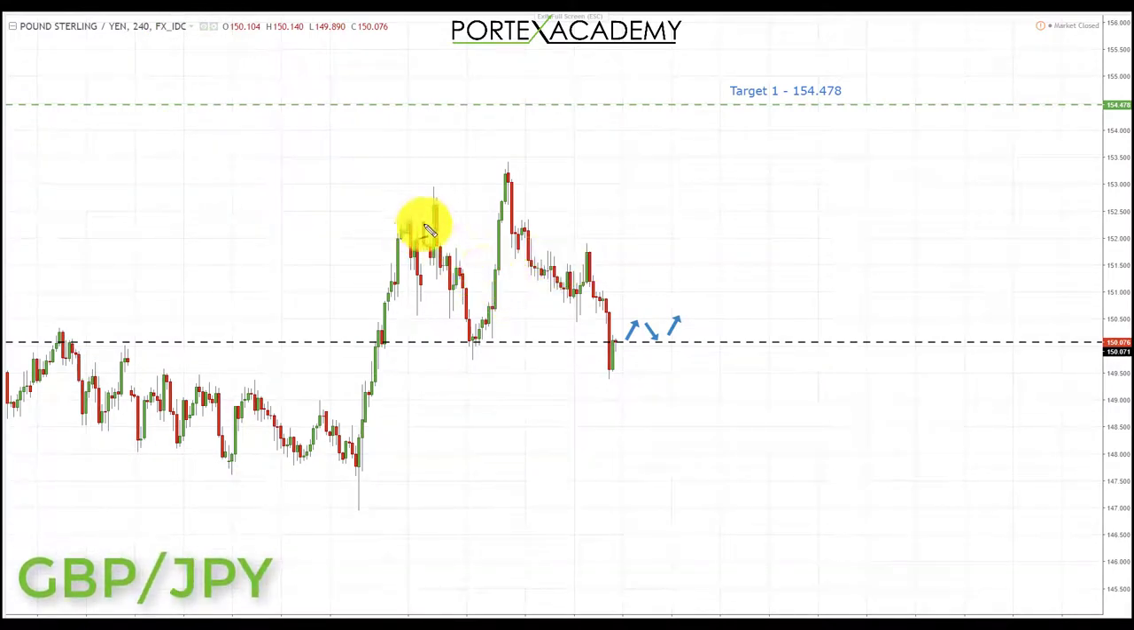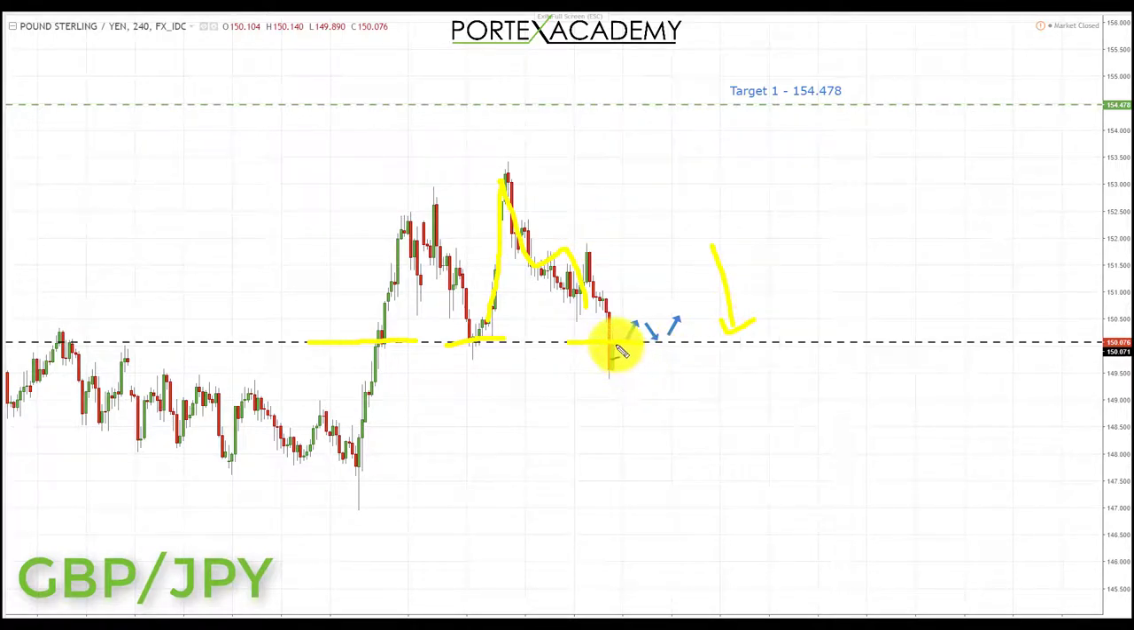Next, we have the pound yen. Now, last week, we started the week up in this area over here, and we had this big push to the upside. And we highlighted that if we had a correction and possibly even a retest of broken resistance over here acting as support, and again coming back down to test this key area of support down here, then this would provide a great place to look for bullish opportunities.